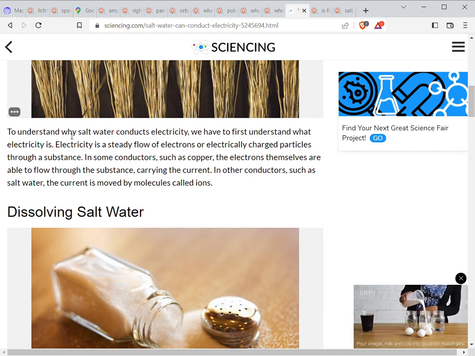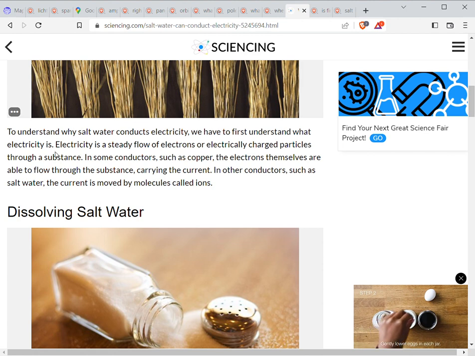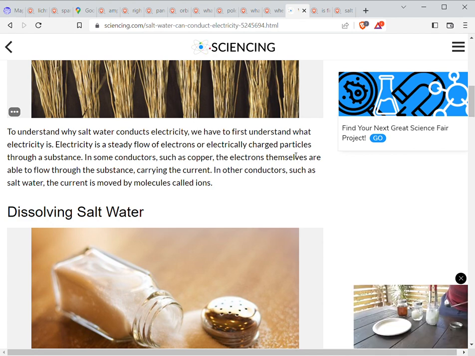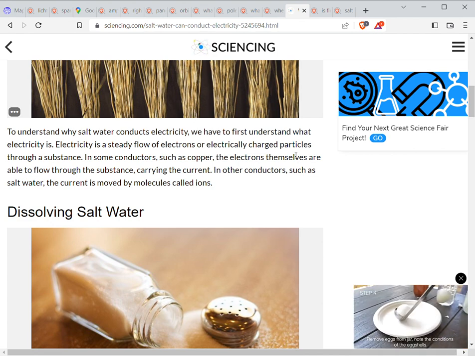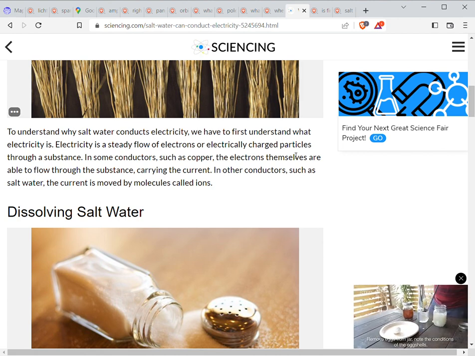First, to understand why salt water conducts electricity, we first have to understand what electricity is. Electricity is a steady flow of electrons or electrically charged particles through a substance. Now, omit this part right here and just understand this. Electricity is a steady flow of electrons or electrically charged particles. That's really all electricity is. And I don't think people understand that. We're going to talk more about it.